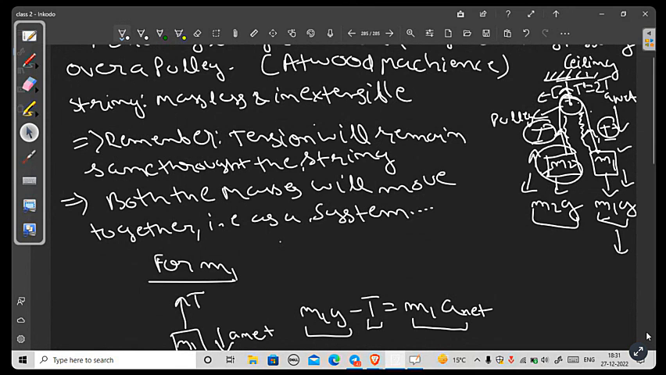Okay, so M1 is the block which is actually moving downwards, and if M1 is moving downwards, M2 has to move upwards because it is a constraint, because they are connected by the same string.